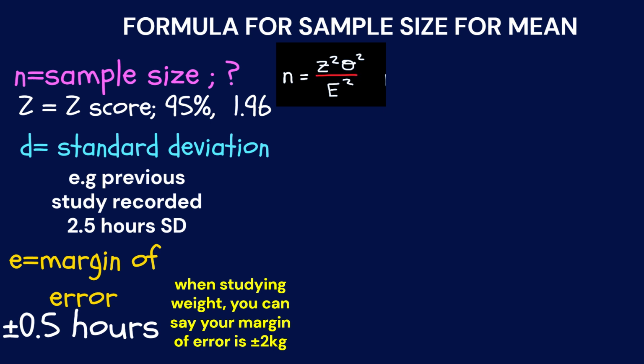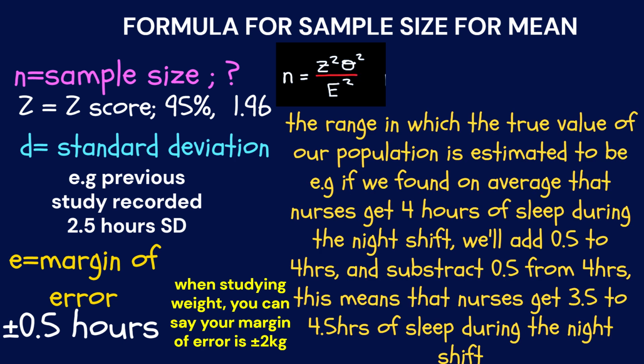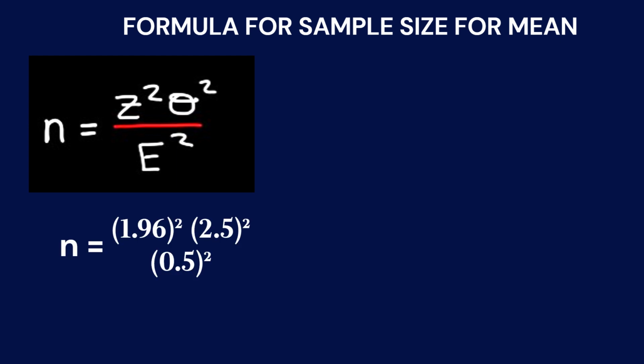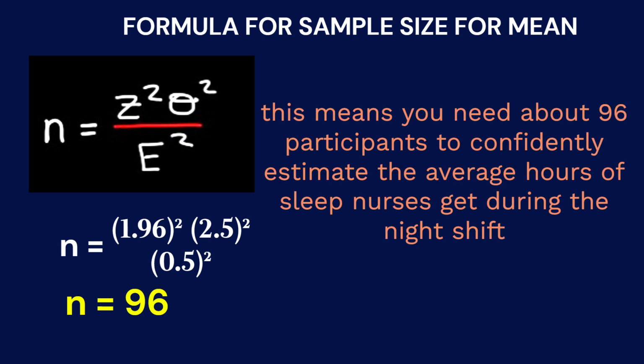The reason we are using plus or minus is because we want to be able to know the range in which the true value of our population is estimated to be. So let's say at the end of our study, we found that nurses have an average sleep of 4 hours during night shift. We can add 0.5 to 4 and also subtract 0.5 from 4. So we can have 3.5 to 4.5 average sleep hours. We can say that this is the average hours of sleep that nurses get. So now coming back to our formula, we are just going to plug in our values, and then you have your sample size. And that's all for this video.